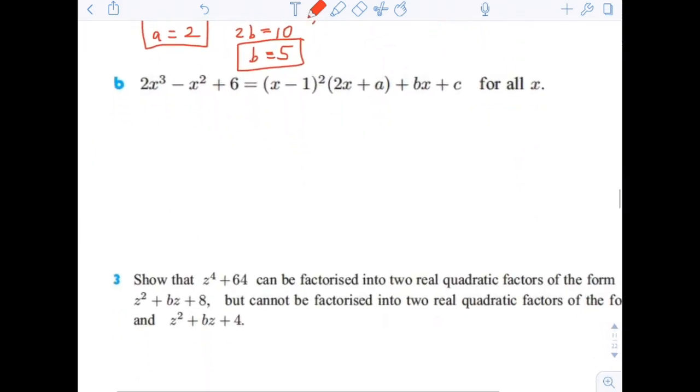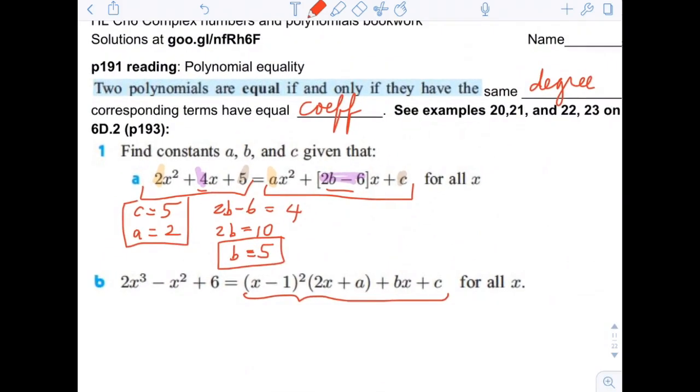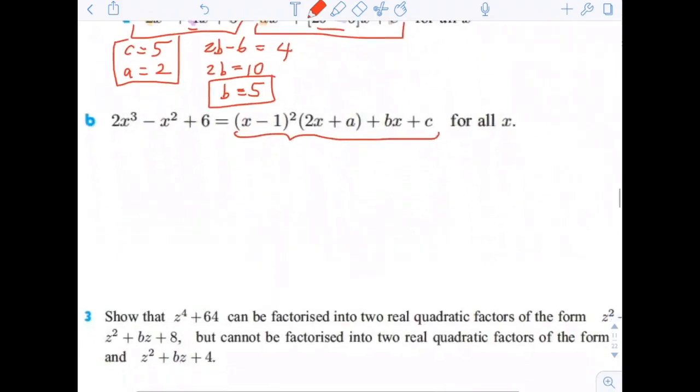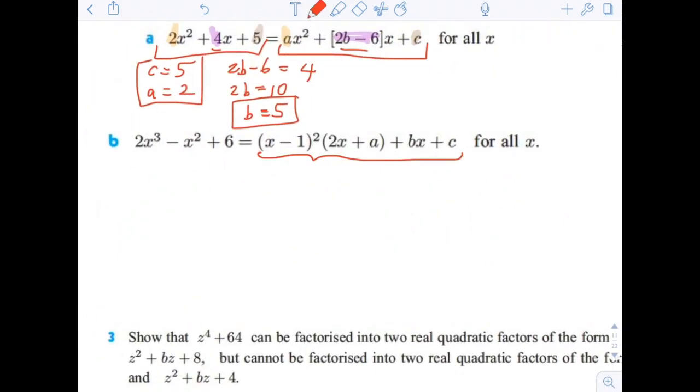Let's go to b. This is a little bit more complicated, isn't it? Because this is not in the form where you have each term separately. So we can't use the definition of equality of polynomials yet. So let's do this. First, we're going to multiply this out, and then we're going to arrange it so that it looks like this, where all the terms are separate and added together.